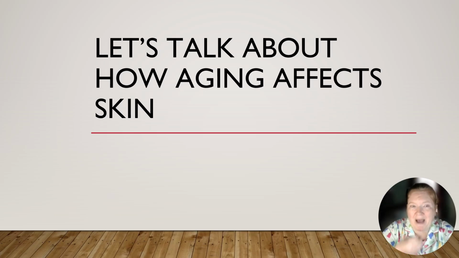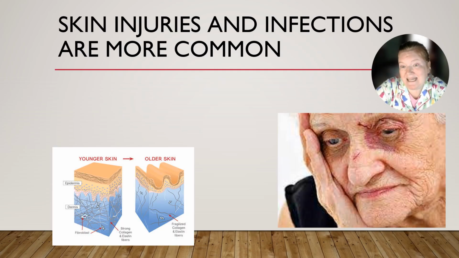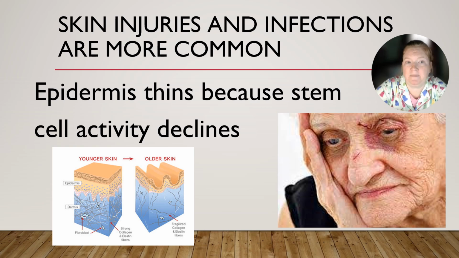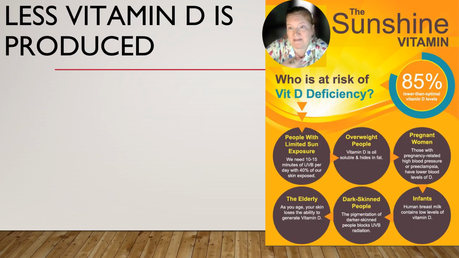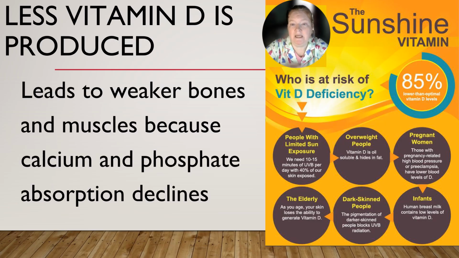So let's talk about how aging affects our skin. Well, skin injuries are more common. The epidermis thins because stem cell activity declines. Less vitamin D is produced, and that means the bones are weaker and muscles are weaker because calcium and phosphate absorption decline.